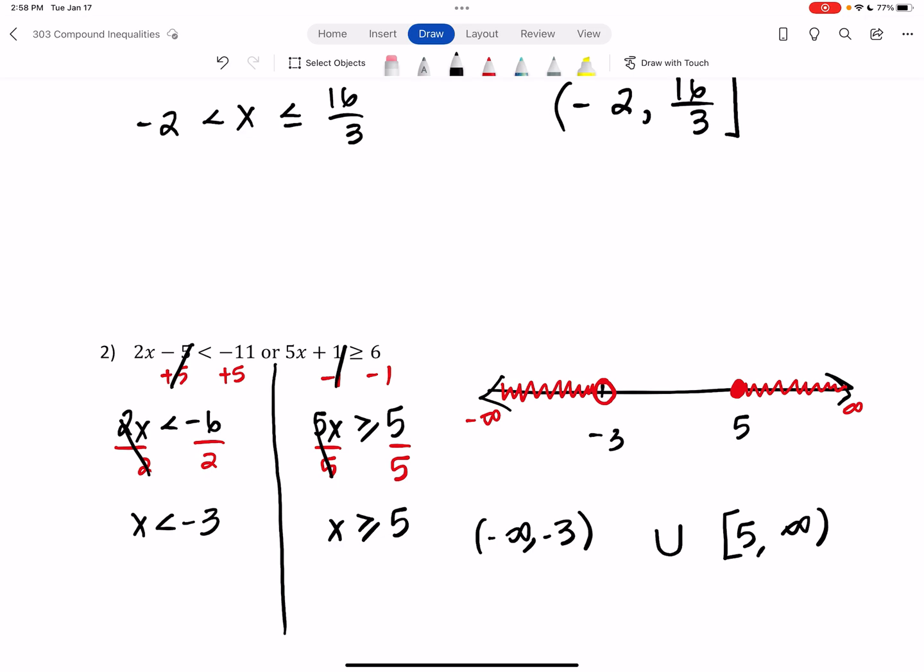So there's 2 sorts of compound inequalities you might see. And you solve them exactly the same way you've been solving all the linear inequalities.